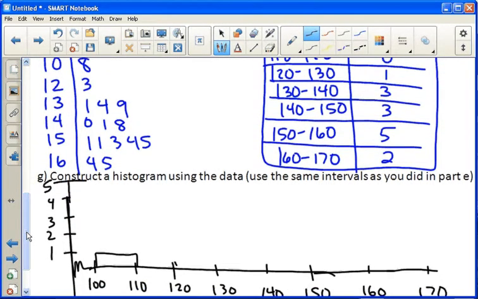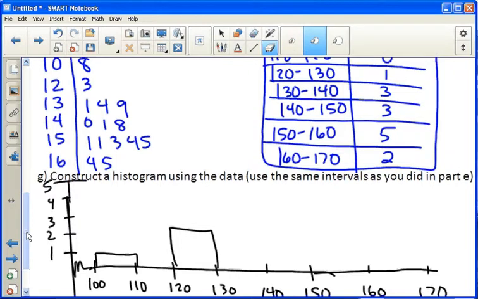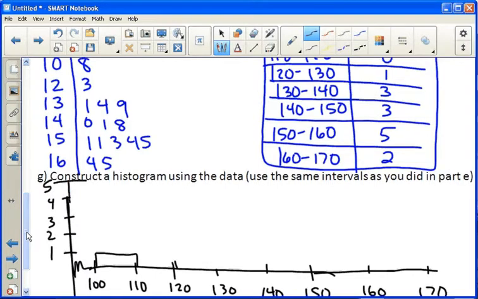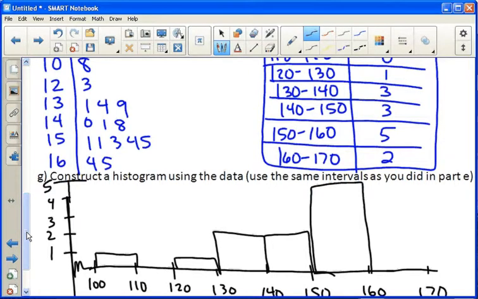140 to 150. Oh, sorry, I did that. Got ahead of myself. 120 to 130, there's just 1 again. And then 130 to 140, there's 3. 140 to 150, there's 3 again. 150 to 160, we go all the way up to 5. Then 160 to 170, we have 2. So that's what the histogram would look like. Use a bar graph, but each bar represents a range of values.